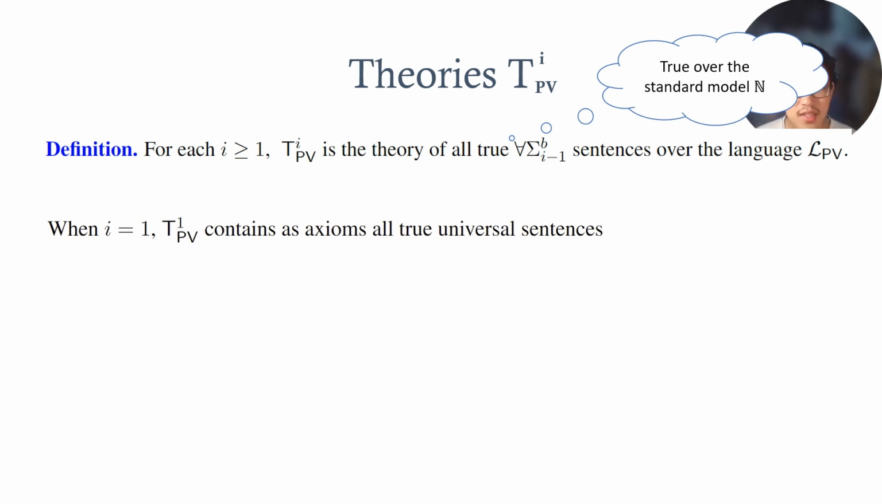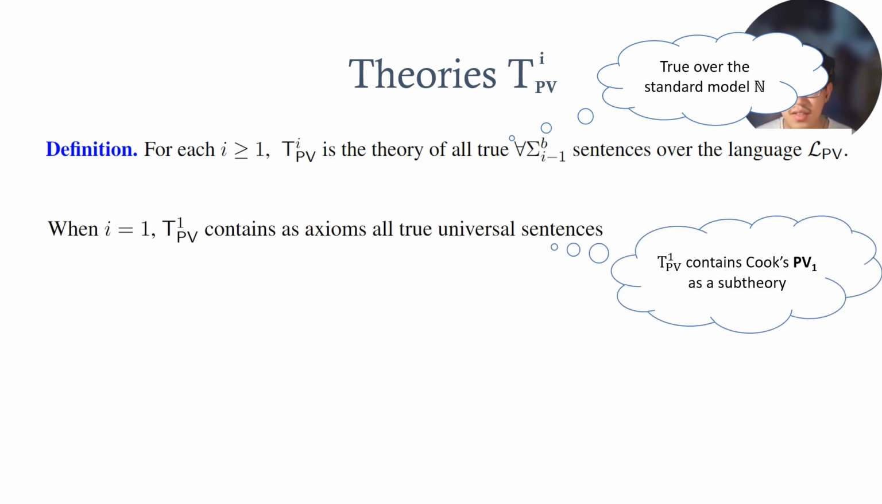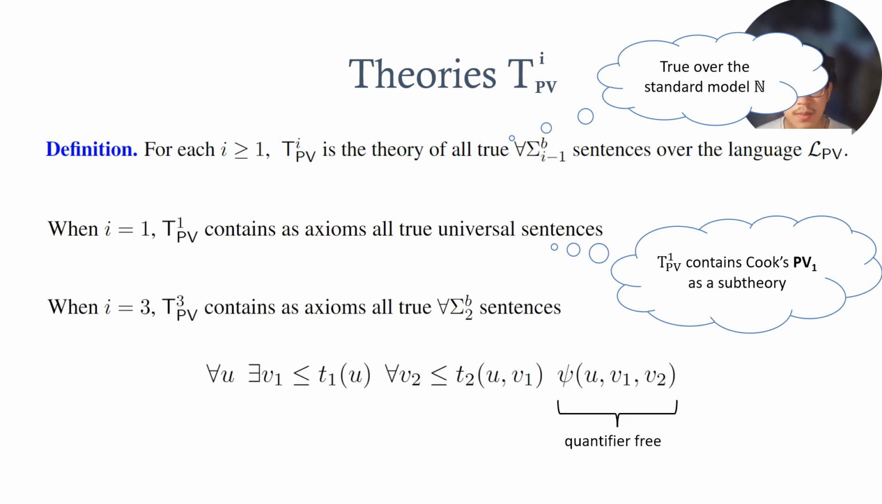When i is equal to 1, T^1_PV contains as axioms all true universal sentences. And since Cook's PV1 is a universal theory, T^1_PV contains PV1 as a sub-theory, which means it is at least as strong as PV1. When i is equal to 3, T^3_PV contains all true ∀Σ^b_2 sentences. These sentences are of the following form. It starts from a universal quantifier, followed by two blocks of quantifiers that are bounded. Here, bounded means that the variables are bounded by terms in this language. Similarly, for general i, T^i_PV contains ∀Σ^b_{i-1} sentences, which means that the sentences start from a universal quantifier followed by i-1 blocks of bounded quantifiers.